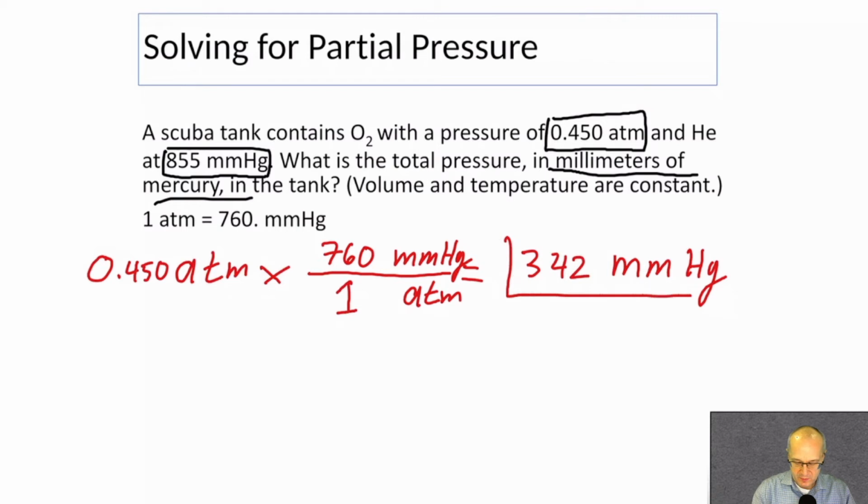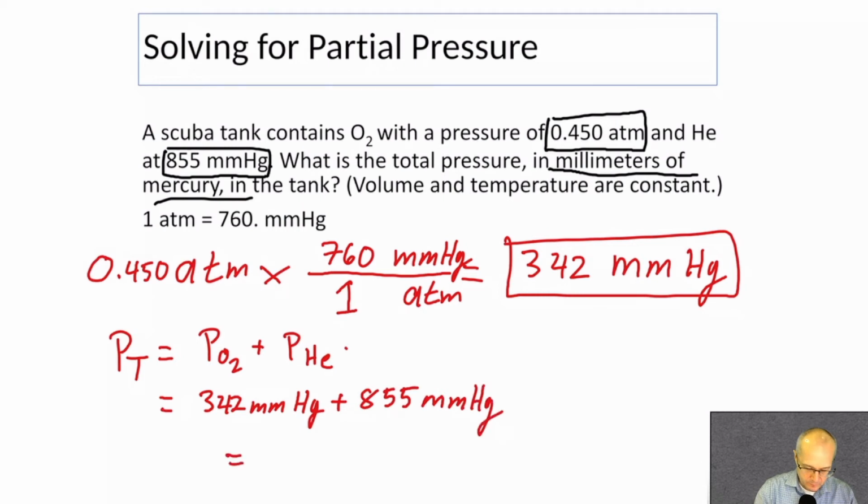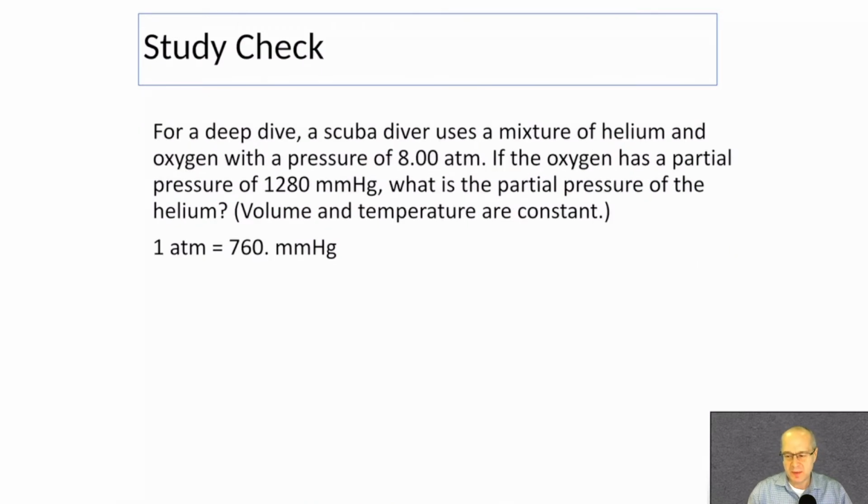342 millimeters of mercury. P total equals pressure of O2 plus pressure of He. That's going to be 342 plus 855, which equals 1,197 millimeters of mercury. That's the total pressure from those 2 gases in that tank. Let's do another one. It's always good to do a couple of examples, guys. Make sure you command it.